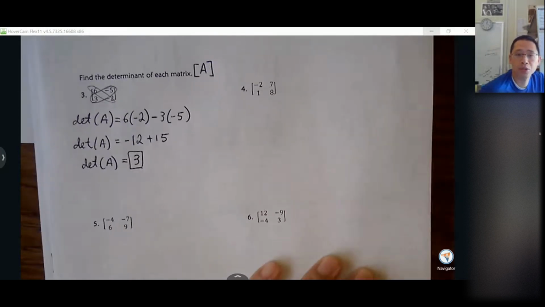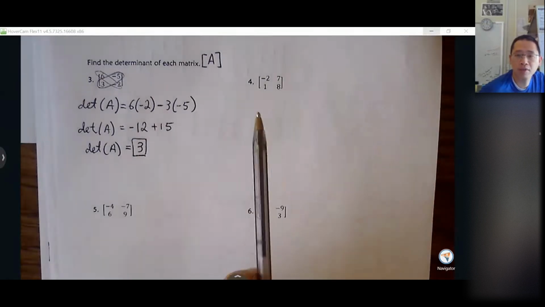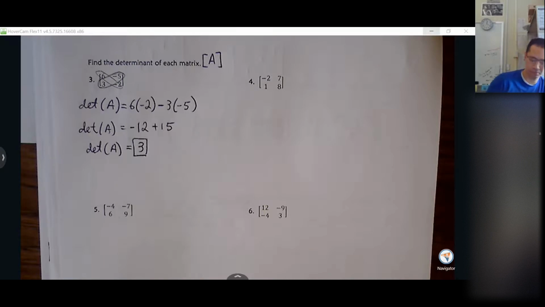All right, any questions with the process to find a determinant? All right, let's get really comfortable with finding determinants. And then on the next page, we will fully go into how to find an inverse. Okay, spend a minute and then I'll go through the answers.